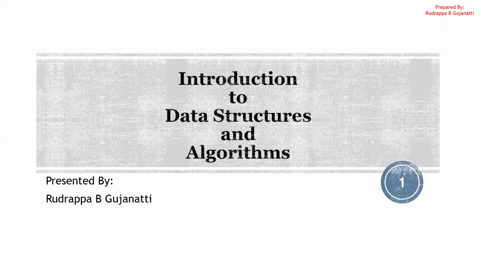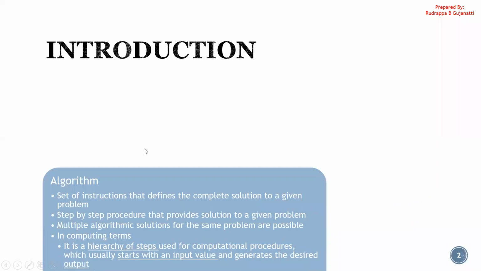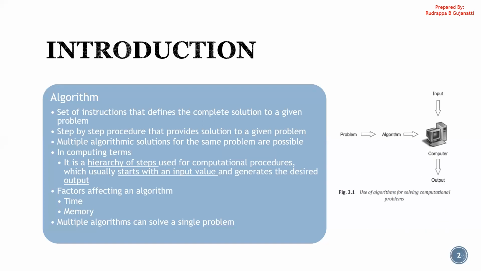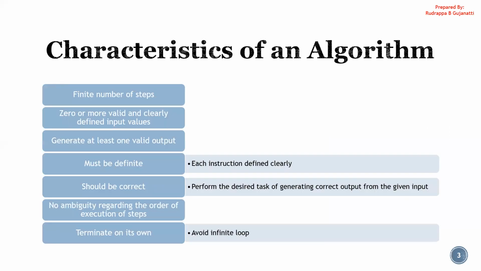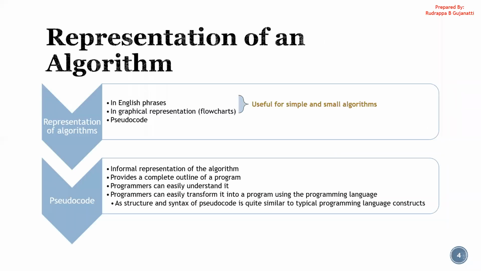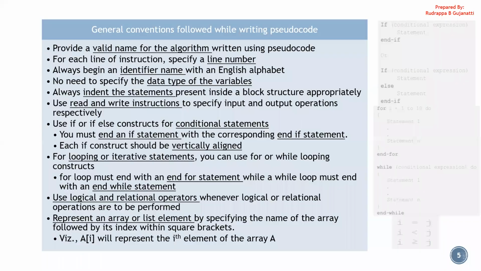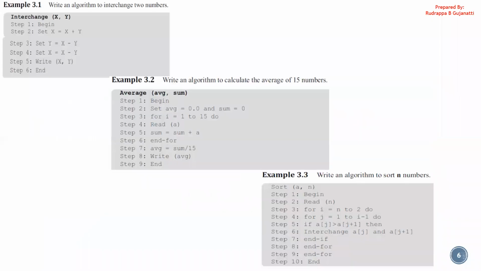So in the previous session, we started off our discussion with respect to algorithms, in which we discussed a few aspects as to what is meant by an algorithm, that is the alternate definitions, then what are the characteristics of an algorithm. Then we went into how we can represent an algorithm, that is using English phrases, flowcharts, or pseudocode. Then we discussed some of the conventions we can follow when writing a pseudocode or one of the representations of algorithms. A few examples also we had gone through.